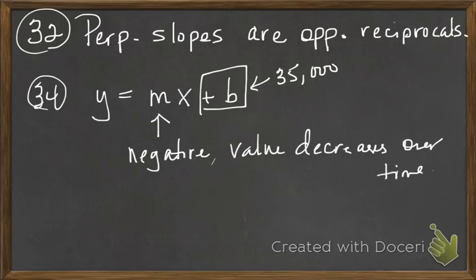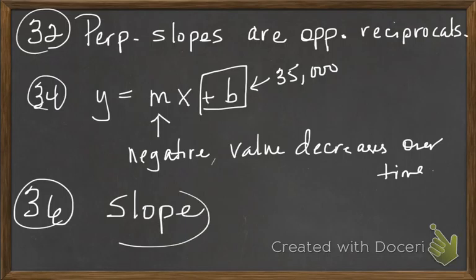Last one, 36 says, what is the average rate of change? Slope. Just getting you to understand that average rate of change and slope mean the same thing. Average rate of change and slope.